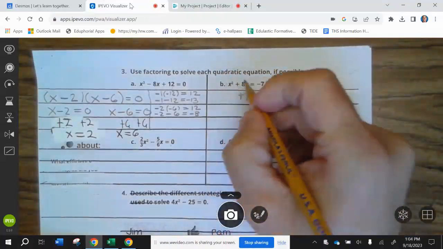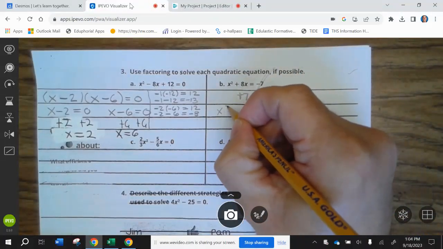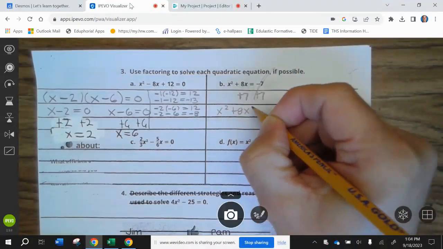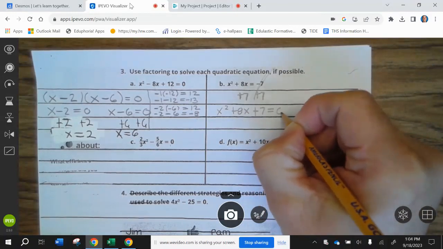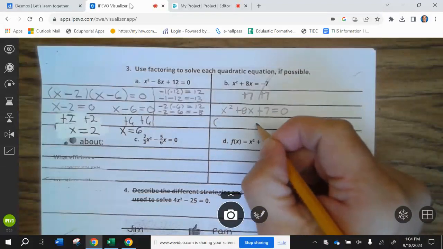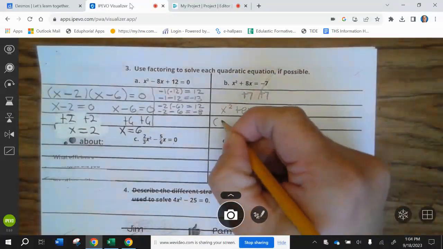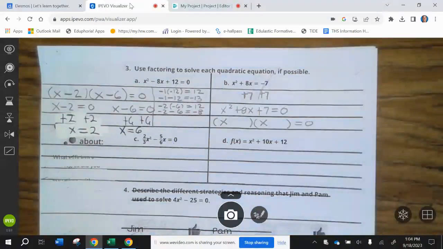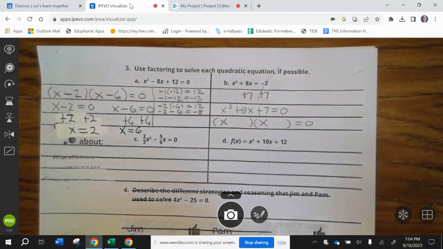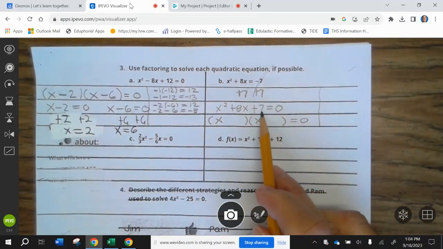Okay? So then that cancels. So then you're left with x squared plus 8x plus 7 equal to 0. Now, 2 parentheses equal to 0. X and x makes x squared. Now, we need to figure out what numbers multiply to give you 7, combined to be 8.